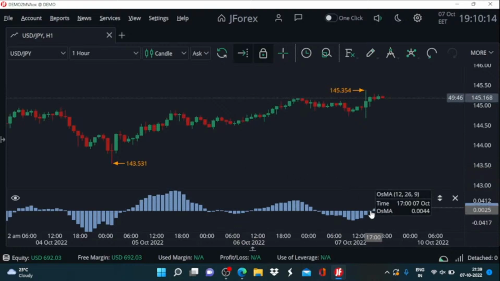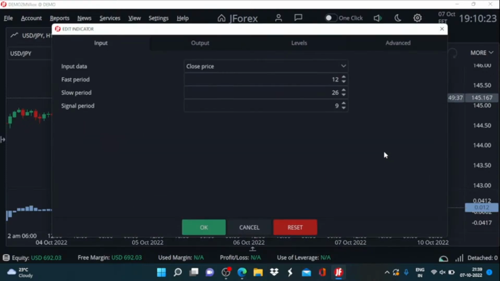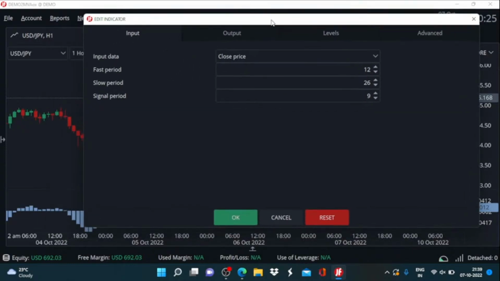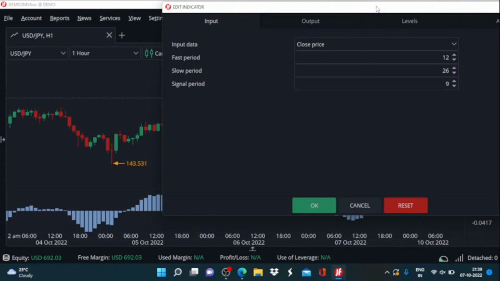All right. So this indicator is equally easy to understand and use. Now we consider its editing options provided to us on this JForex platform. This is the input data where close price is being used as the applied price for the calculation of this indicator, and these default parameters for the calculation of MACD and MACD signal lines are given here.